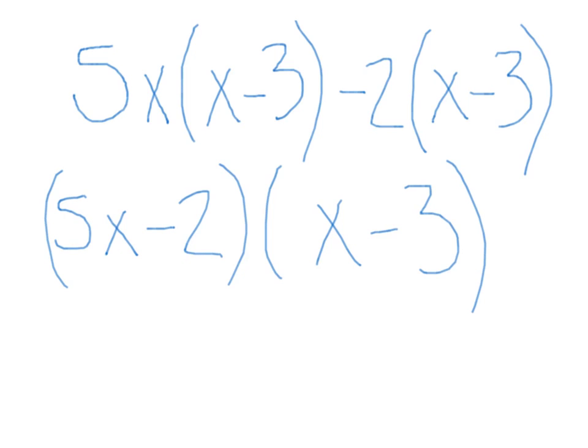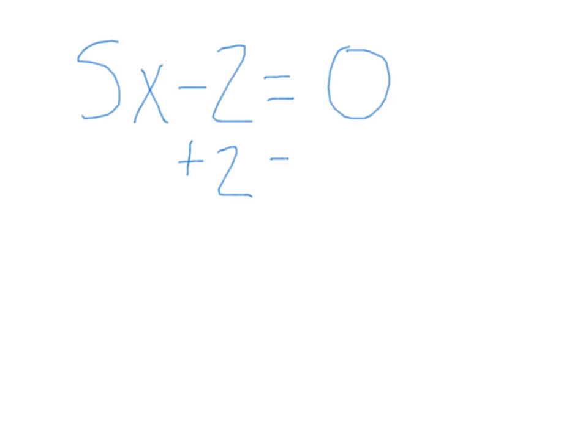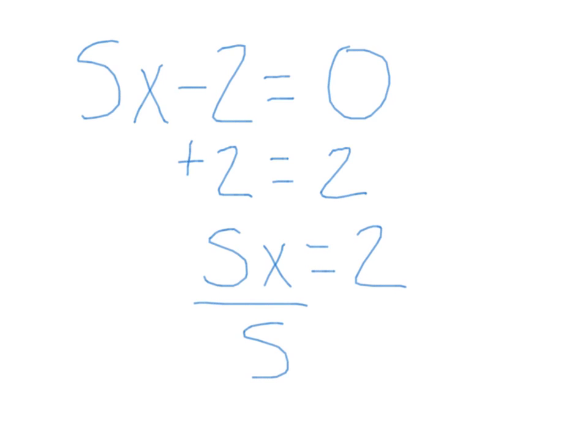But we're not done yet. We need to set both of those factors equal to 0. So we're going to write that as 5x minus 2 equals 0, and add the 2, which gives us 5x equals 2. Divide that by 5, and we have x equals 2/5.